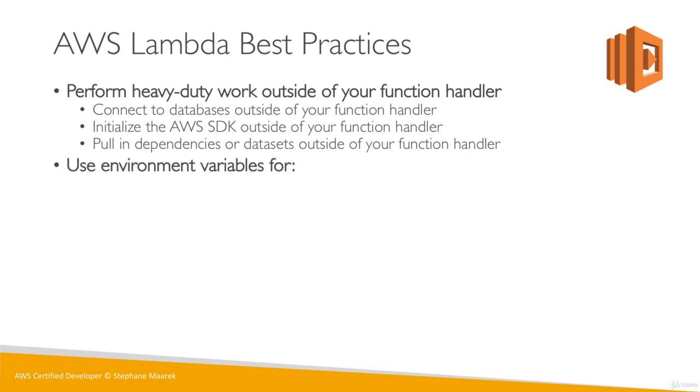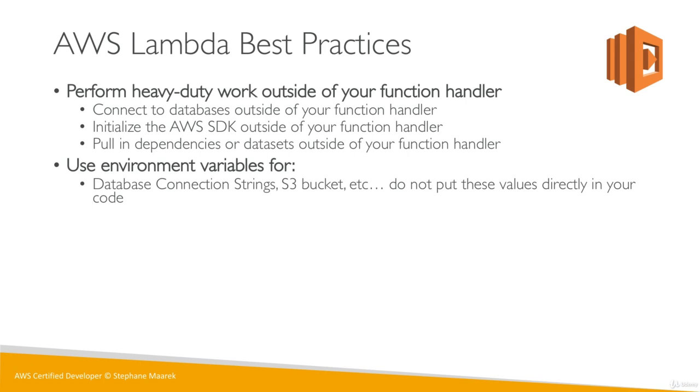Now, you should use environment variables for the database connection string and S3 bucket. Don't ever put them directly into your code. It is really bad practice. That's what environment variables are for. And in case you use passwords or sensitive values, definitely use environment variables for them. They can be encrypted using KMS. Remember that your environment variables only have 4 kilobytes of size maximum.